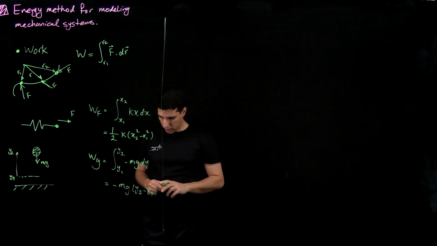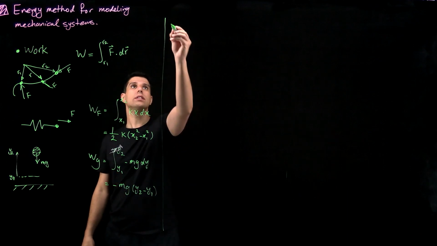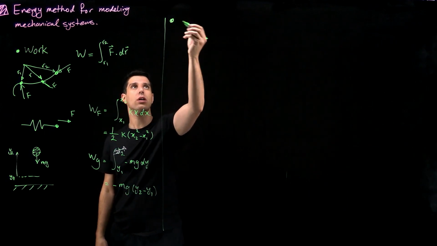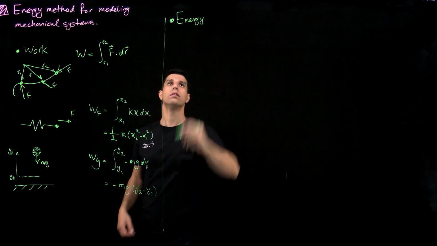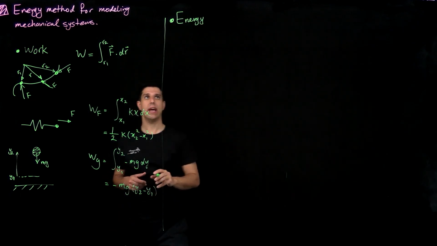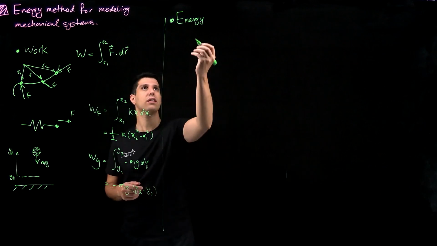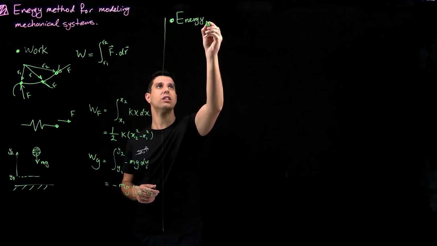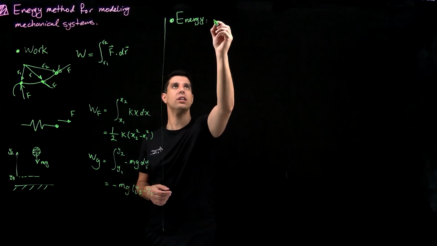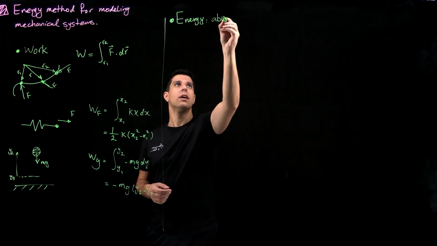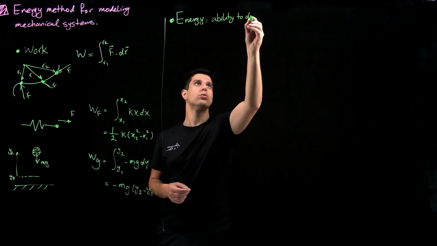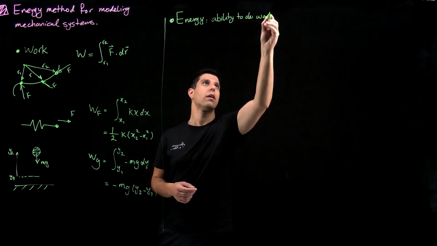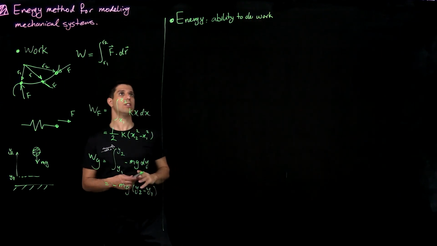What else do I have? Next, we have already talked about energy, but let's look at it again. Energy is, I don't like this definition, but I think that is the definition, ability to do work. That is the definition of energy.